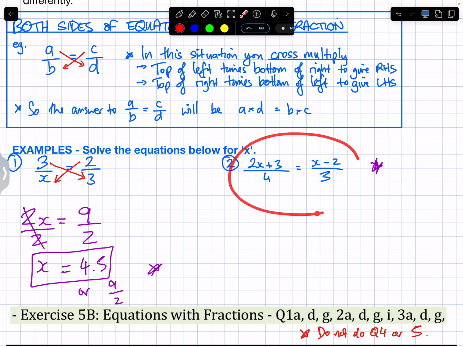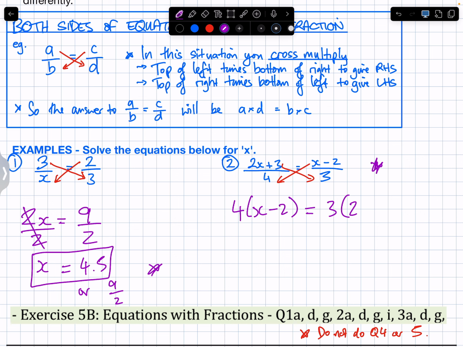Does this one look easier or harder than 1? Harder. There's more stuff. Okay? But it's the same process. Times the top on the right by the bottom here. Times the top on the left by the bottom here. You just have to add brackets to it. So the left-hand side is going to be 4 times (x take 2) equals, and the right-hand side is going to be 3 times (2x plus 3). And your last test showed you how to expand those brackets.